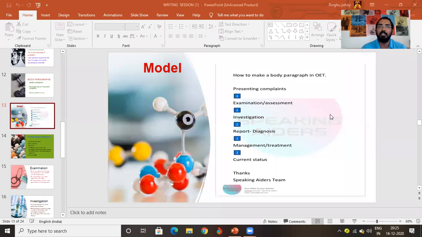So you manage my condition according to the COVID protocols. You might be giving some medications according to that. After that, the current status.